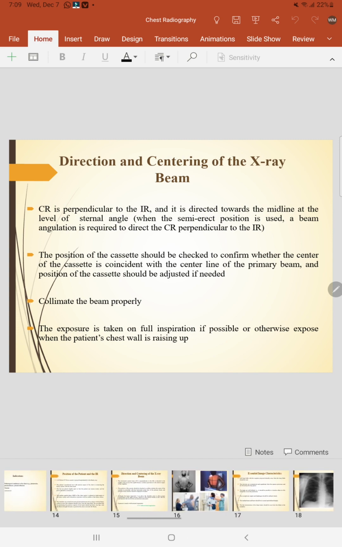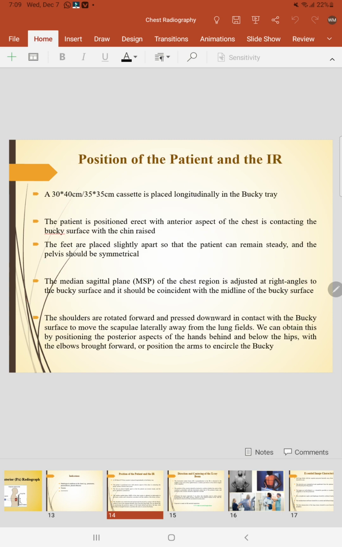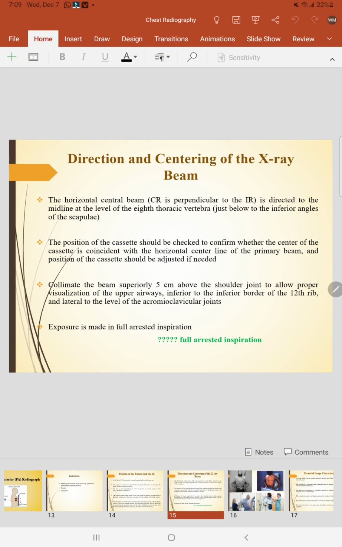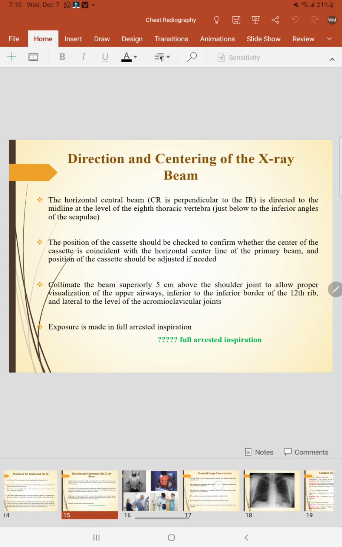Okay, now we will move to the PA projection. In the PA projection, CR is perpendicular to the IR and it is directed to the midline at the level of the 8th thoracic vertebra, just below the inferior angles of the scapulae. Okay, this is for PA projection.